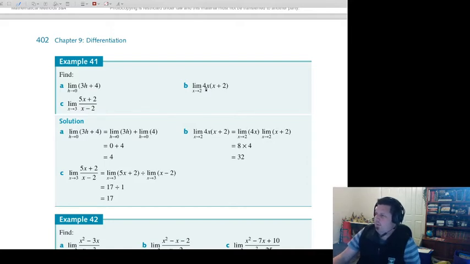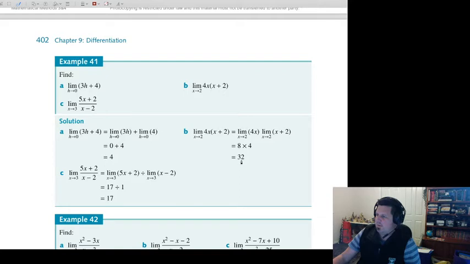Here, we're multiplying 4x and x plus 2, so we need to work out the limit of each of those and do the multiplication. So limit as x approaches 2 for 4x is 8, and the limit as x approaches 2 of x plus 2, 2 plus 2 is 4. We do the multiplication of those limits, we get 32.